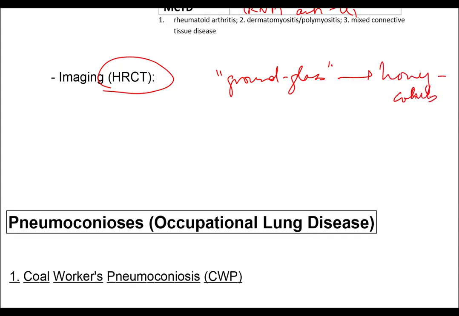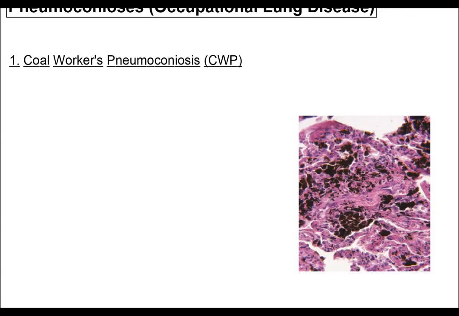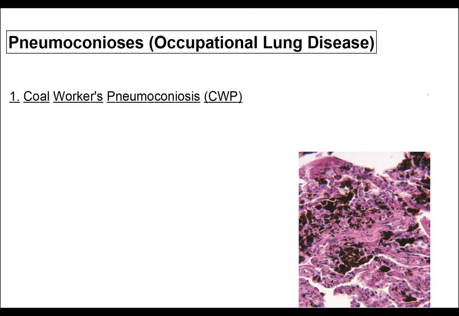But the pattern and distribution of this is different amongst the different types of interstitial lung diseases, and so we'll be discussing the different patterns that we see in different parts of the lung field as we do the diseases. Okay, well, let's start with our occupational lung diseases, or the so-called pneumoconioses. And note that all of these are inorganic.